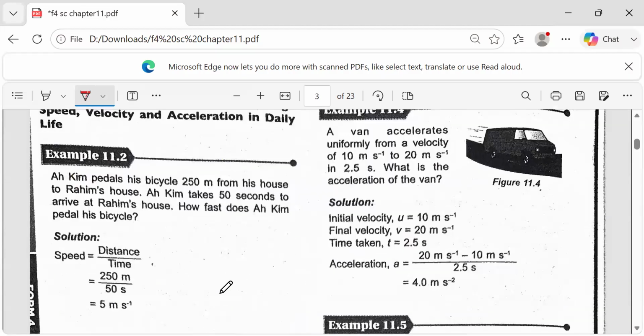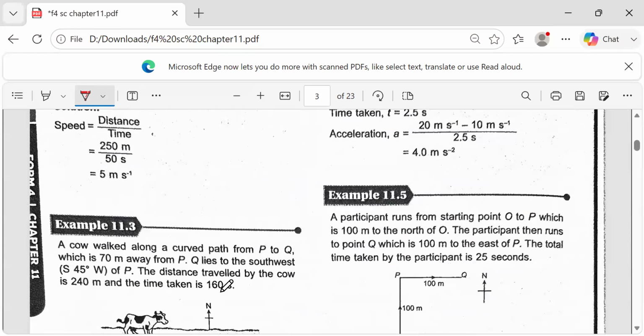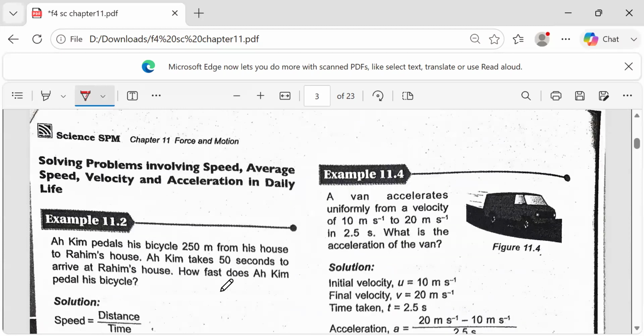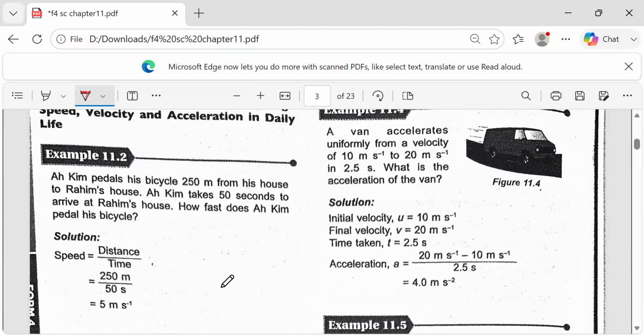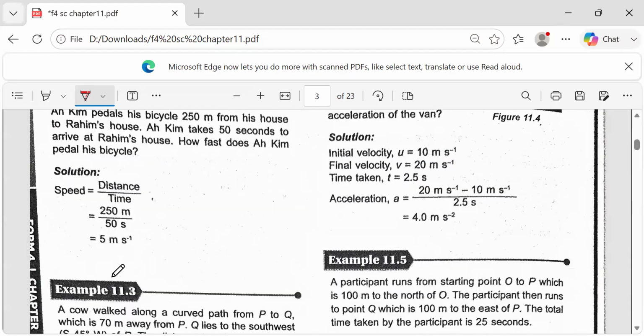Let's look at problem solving. Page 3, this one. Kim pedals his bicycle 250 meter and it takes 50 seconds. So it's just 250 over 50 seconds. So easy lah. So no issue.